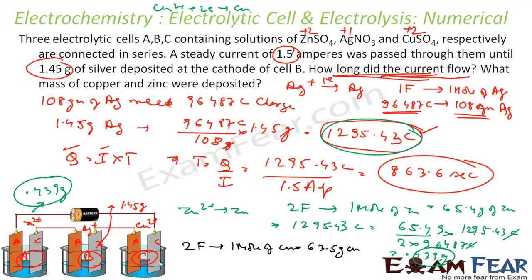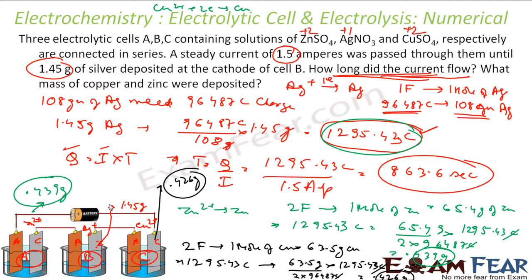So again, if 2F is giving 63.5 gram of copper, so this much charge, that is 1295.43 coulomb, will give me what? 63.5 gram by 2F, that is 2 into again 96487 coulomb, into this much charge, 1295.43 coulomb. Cancel. You solve this, you get 0.426 gram copper, and that is my answer. So copper is here 0.426 gram. Correct?